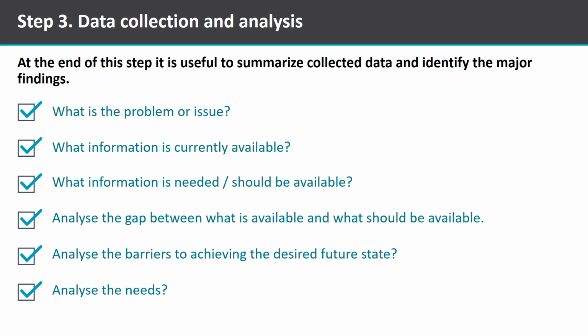At the end of this step, step 3, which is complex, it's useful to summarize collected data and identify the major findings. What is the problem or issue? What information is currently available? What information is needed or should be available? To analyze the gap between what is available and what should be available. To analyze the barriers to achieving the desired future state. And therefore to analyze the needs.